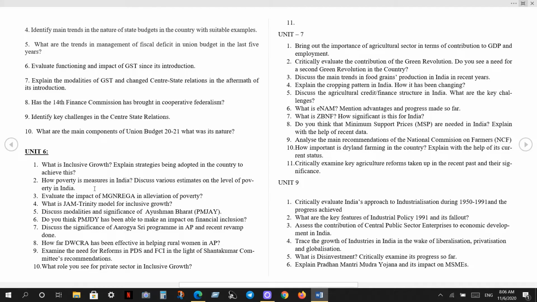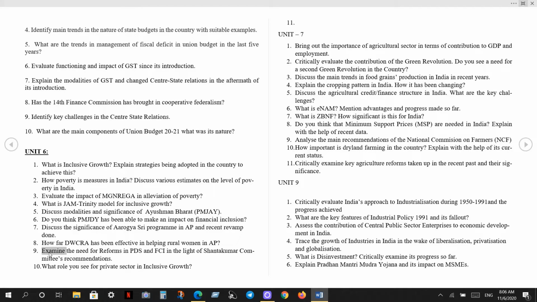Then again we have inclusive growth, poverty, then NREGA, JAM Trinity model, Ayushman Bharat or Pradhan Mantri Jan Arogya Yojana. Then PMJDY, you can go through this because this will be available, but these are broad areas. Here I also included some AP, because this is a key program that has included the center also. Then Shantakumar Committee recommendations, public distribution, PDS and FCI at the national level.